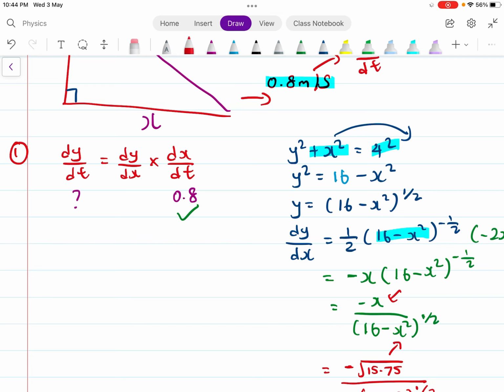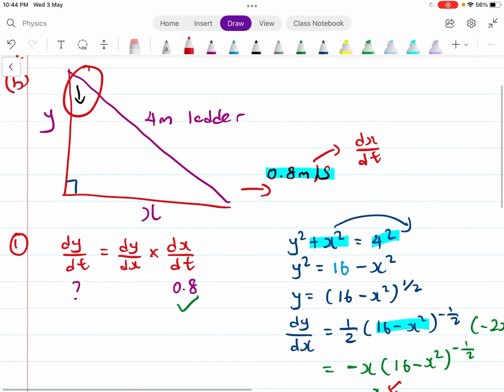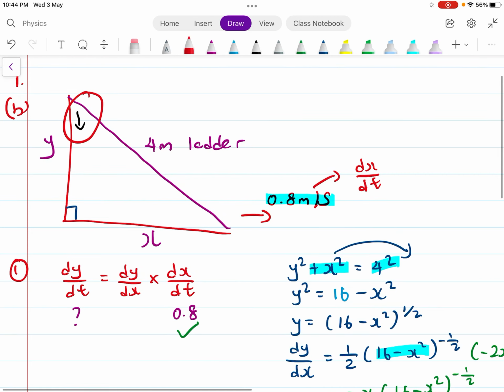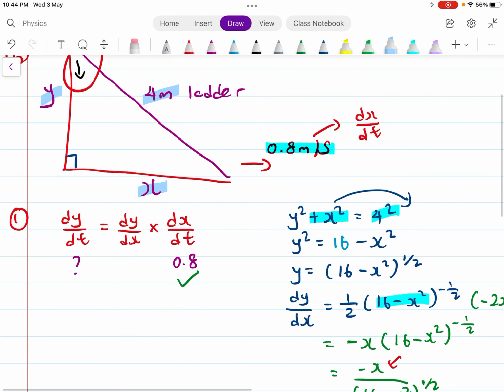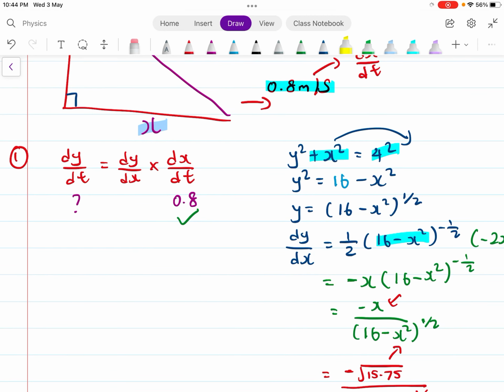But based on the diagram, right? For part B, there's no formula given to you. So if there's no formula given to you, you need to form your own formula. Based on the diagram, we know that this is your Pythagoras theorem, x squared plus y squared equal to 4 squared, which is 16. Then you make y the subject. So of course you make y squared the subject first, then you square root left and right hand side. When you do that, you make sure that you put it in terms of indices.